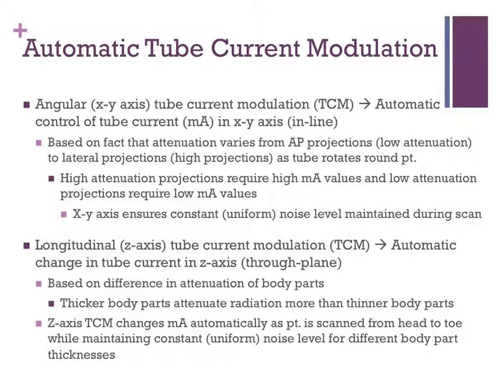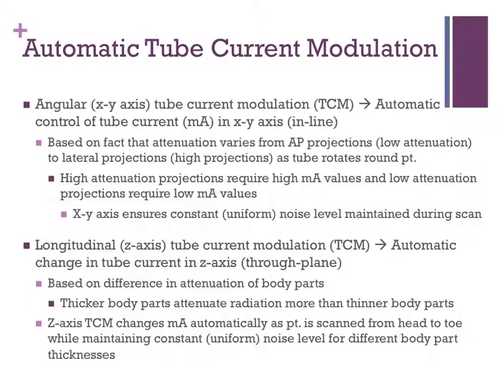We will discuss angular modulation, which is automatic control of the tube current in the XY axis, also known as the in-plane. Angular tube current modulation is based on the fact that attenuation varies from the AP projections to the lateral projections as the tube rotates around the patient. Although the high attenuation projections will require higher mA values, the low attenuation projections will require low mA values. The XY axis tube current modulation ensures a constant uniform noise level is maintained during the whole scanning process.